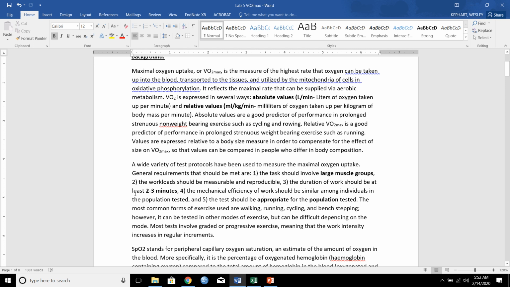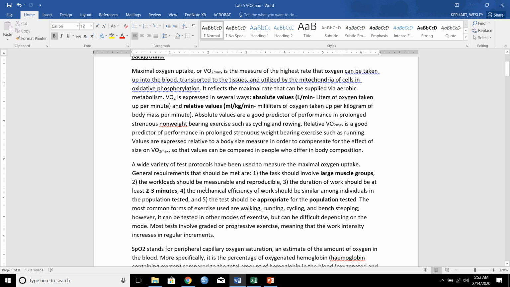So we need to get to an aerobic steady state before we can even assume anything about oxygen consumption. Because if we just had a 30-second stage, then it's likely all anaerobic, and we're not even testing our oxygen capacity. Next thing, mechanical efficiency and work should be similar among different individuals within a population.